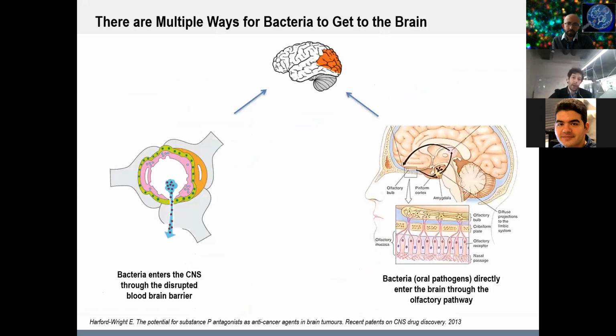And there are many ways in which bacteria can reach the central nervous system, right? Some through an altered blood-brain barrier, others such as Porphyromonas gingivalis that get directly to the brain by migrating through the olfactory nerve pathway from the oral cavity.